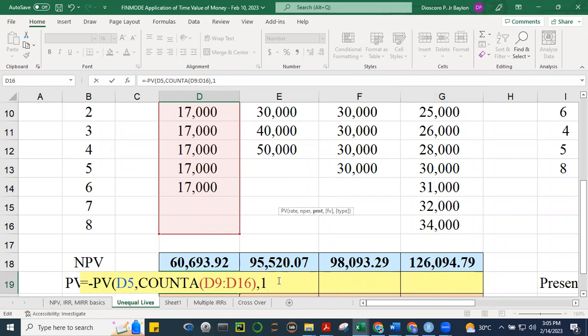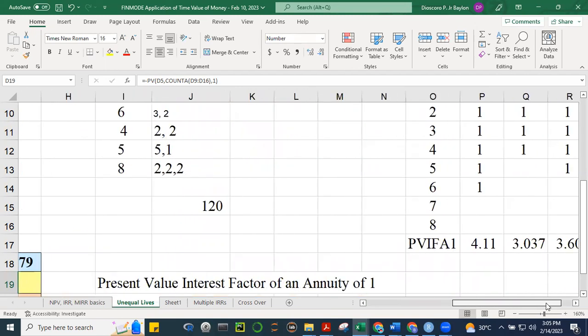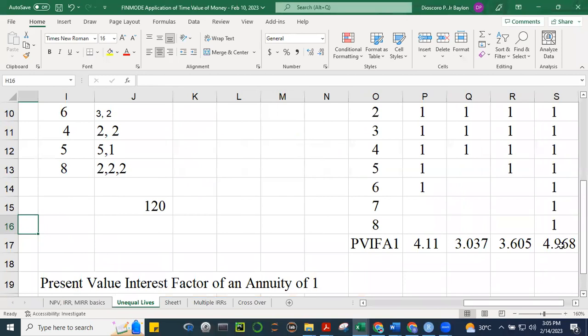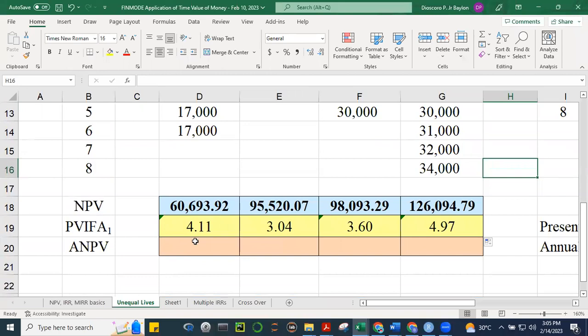And then future value, ignore, there's no future value, and type, ignore, because this is an ordinary annuity. There. Okay? So what we're doing here is getting the present value. If this was an annuity of 1, 1, 1, 1, 1, 1 for 6 years, the present value of that will be equal to 4.11, same as this one. Okay, we just replicated the formula here, and then we copy to the right. There. 4.11, 3.04, 4.97. Okay? And we expected that the present value of an annuity of 1 will be highest for project D.